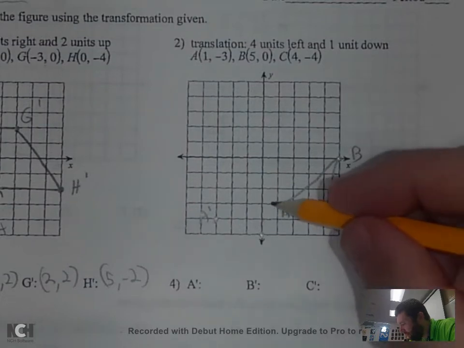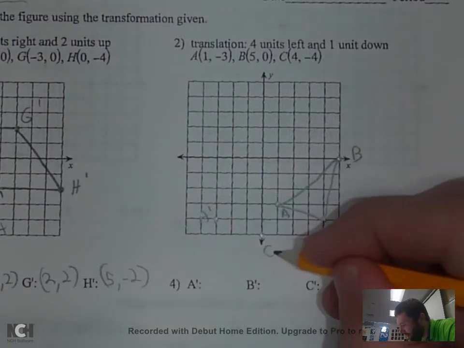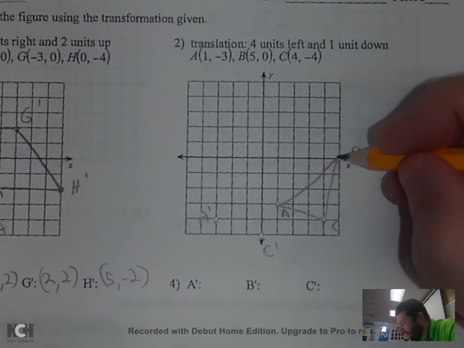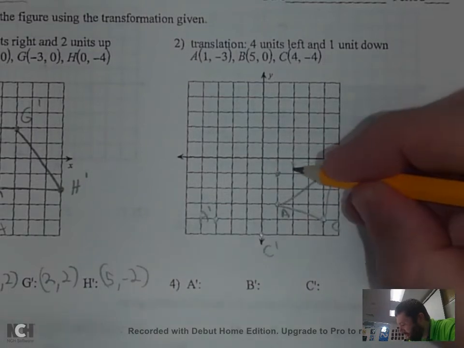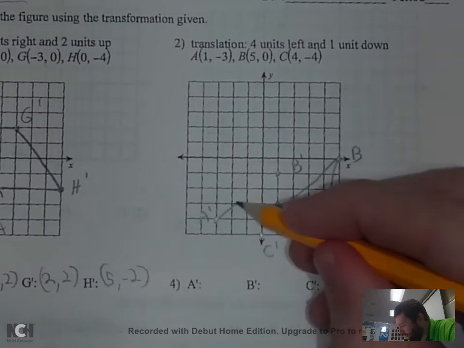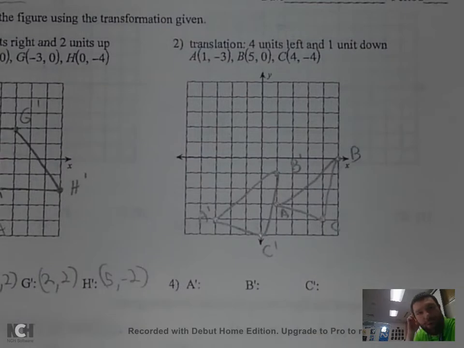Right? Did I go too far? 1, 2, 3, 4. Oh, that's right. That's still 3 right. Okay, sorry. And C prime, and then B, 4 to the left, 1 unit down. There's B prime. Okay, so there is my new shape.